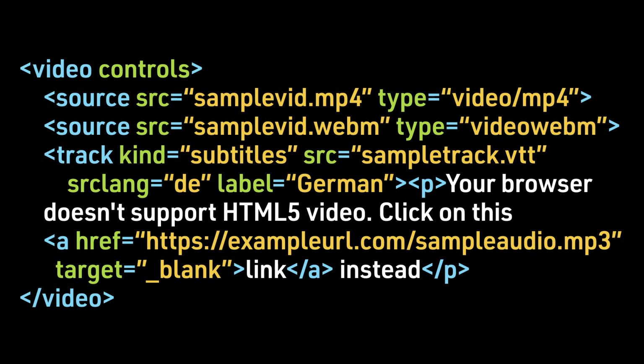For the track element, we use the kind attribute to specify that this track is a subtitle, and we tell the browser where to find the WebVTT file in the src attribute. The language of our text track is actually German by the label, but the browser understands German by the value de for Deutsch.